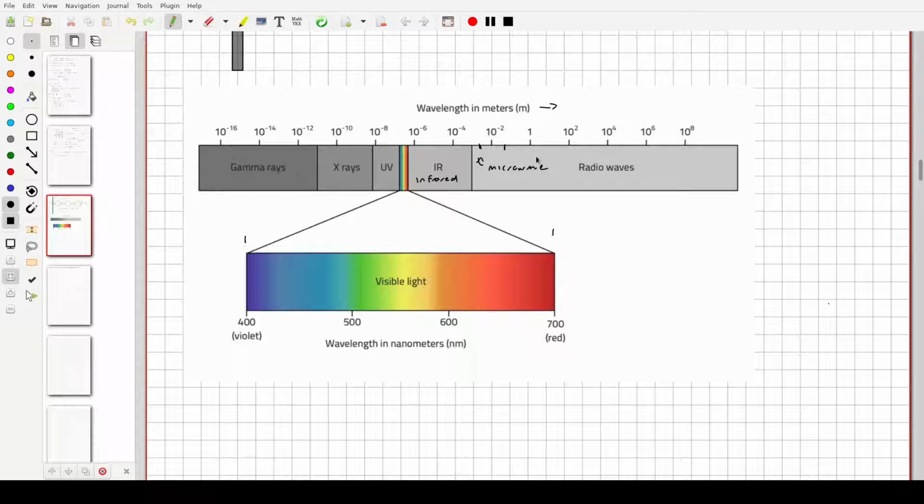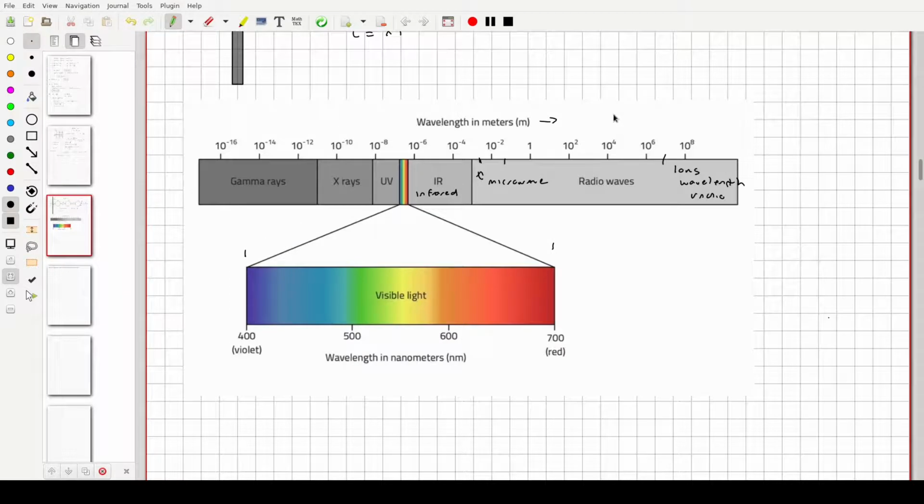And then beyond that you have radio waves, and then when you get over here we usually say it's long wavelength radio. Now on the other hand, if you go the other way towards shorter wavelength, you have ultraviolet, you have X-rays, and then you have gamma rays, which are the most energetic forms of light that we're aware of.